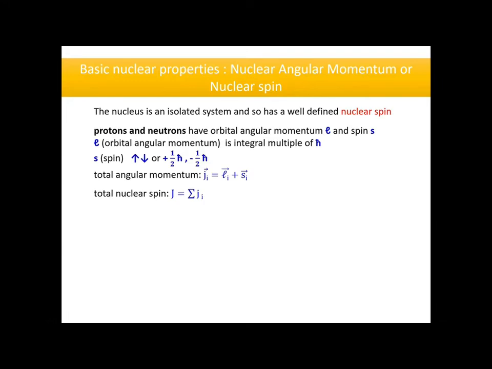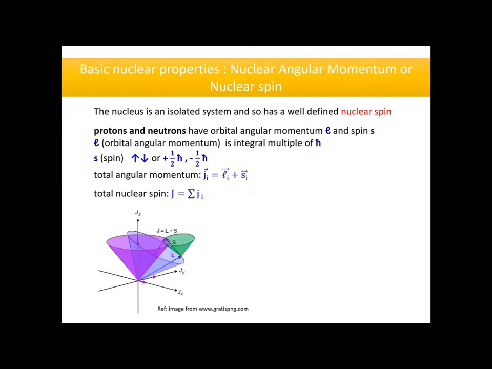The nucleus is an isolated system and has a well-defined nuclear spin. Each nucleon in a nucleus, that is protons and neutrons, has orbital angular momentum L and spin angular momentum S. According to quantum theory, orbital angular momentum is an integral multiple of h cross, while spin angular momentum has a magnitude of half h cross and has two states, parallel, that is plus half h cross, and antiparallel, as minus half h cross along a given direction.